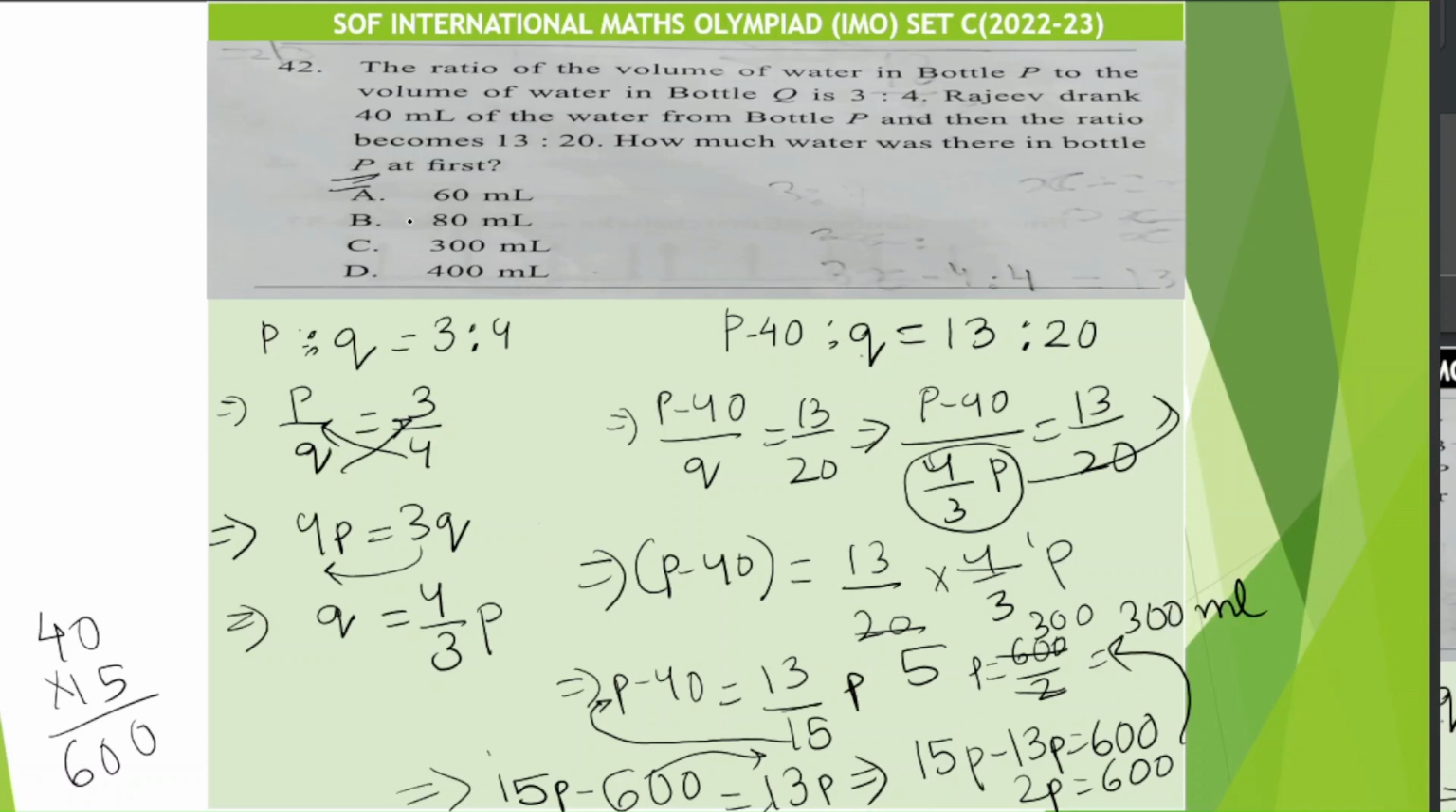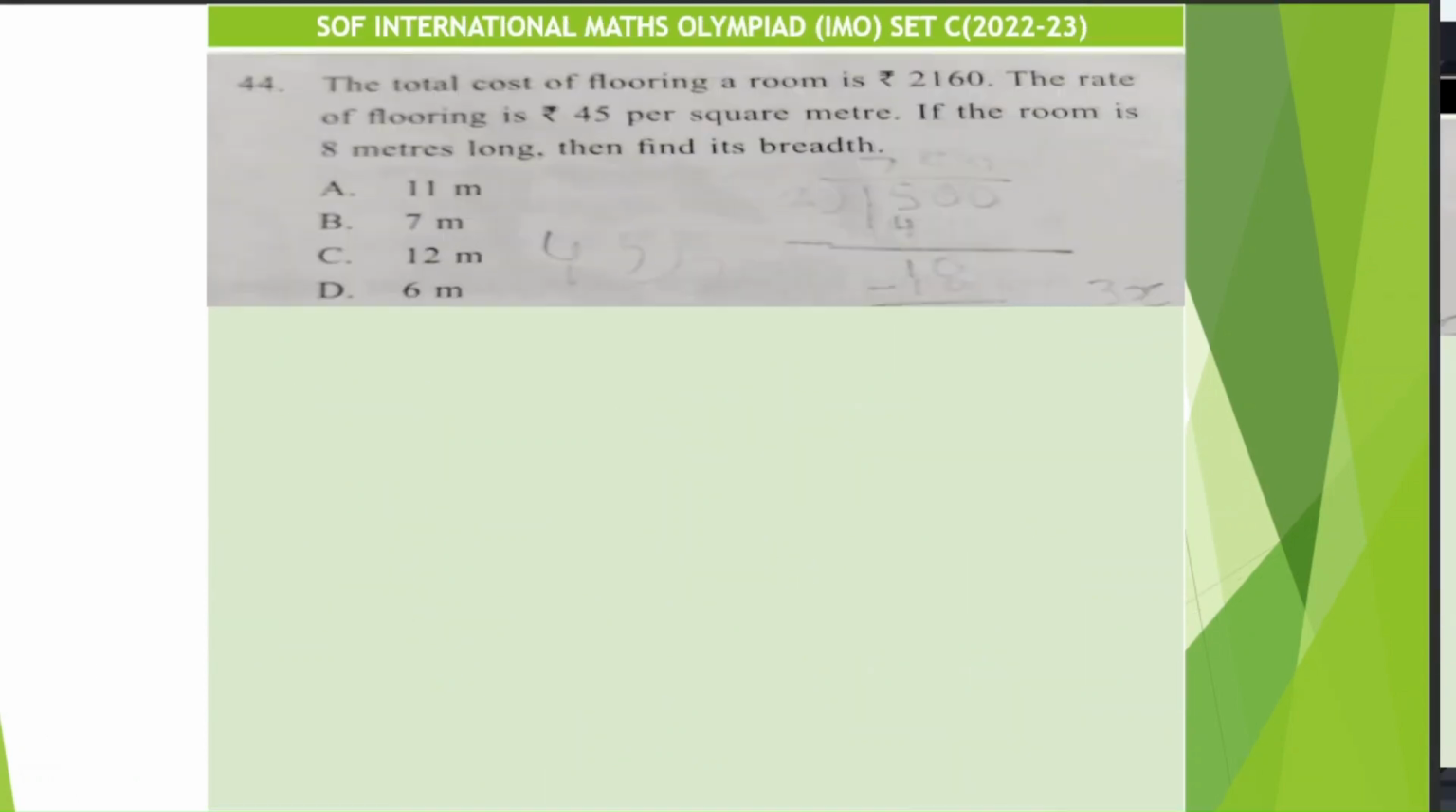Okay. So option is C. For question number 42, option C, 300 ml is the correct answer. Bottle P had 300 ml initially. Okay. I hope I'm clear with the solution. If not, please let me know in the comment section. Let's start with question number 44.